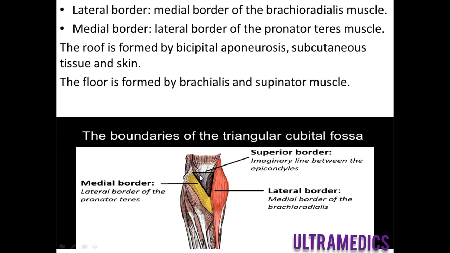The roof of the cubital fossa is formed by the bicipital aponeurosis, which is a continuation of the biceps brachii muscles, and also subcutaneous tissue and skin forms the roof of the cubital fossa. The floor of the cubital fossa is formed by the brachialis and supinator muscles. So these are the borders and the roof and the floor of the cubital fossa. And let's take a look at the contents of the cubital fossa.